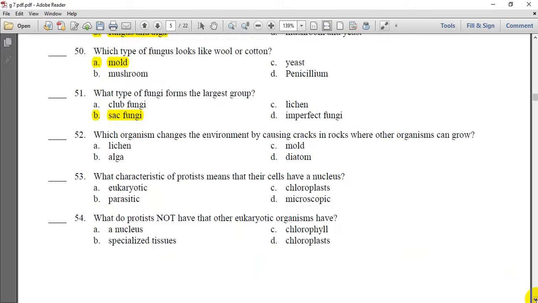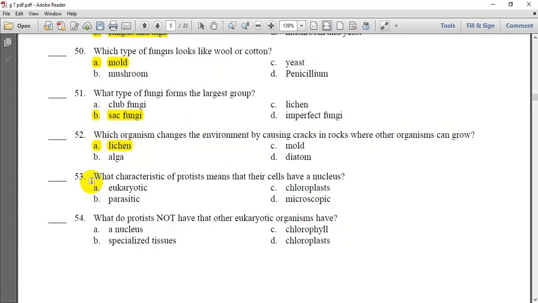In question 52, which organism changes the environment by causing cracks in rocks where other organisms can grow? This kind of organism can live on rocks and release acids to break down rocks, and they can make cracks in the rock. This kind of organism is called lichen, and again lichen is a combination of 2 organisms, fungus and alga.